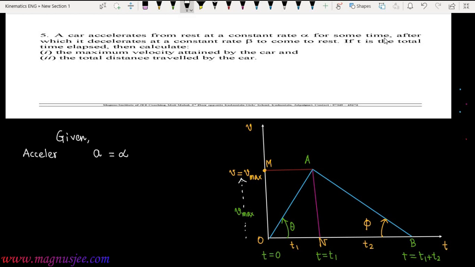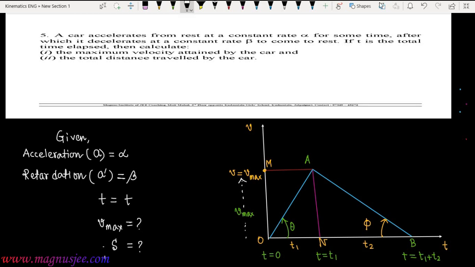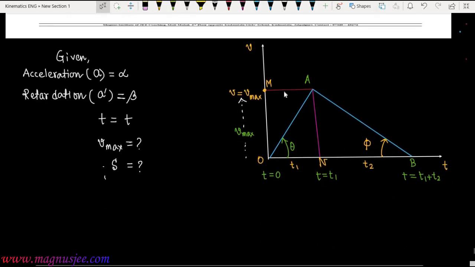According to the question, acceleration from the point O to A is a, which is alpha. Retardation a prime is equal to beta from the point A to B, and the total time interval is t. Vmax equals question mark, that means we have to find the maximum speed Vmax, and total displacement S equals question mark.